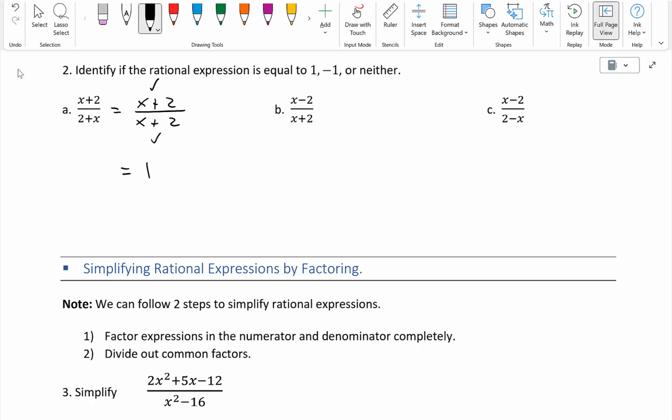For b, we cannot reduce. We see an x minus 2 over an x plus 2. You don't have to write anything if it were a problem, but we want to just make a note here that we have no common factors.